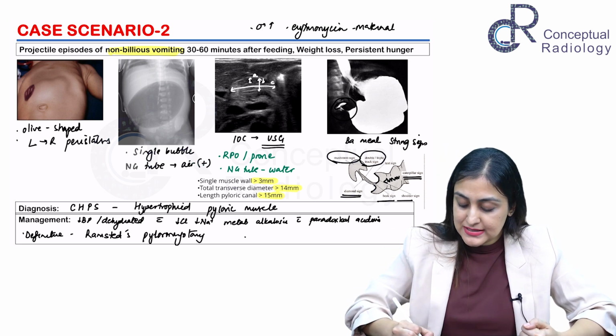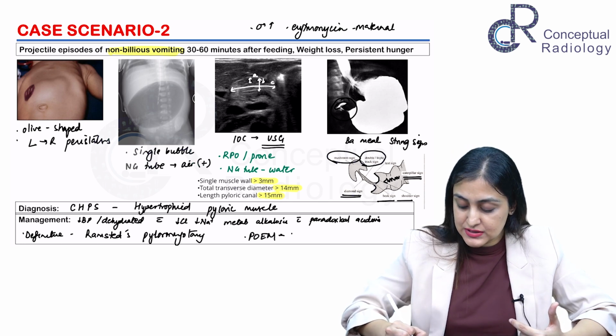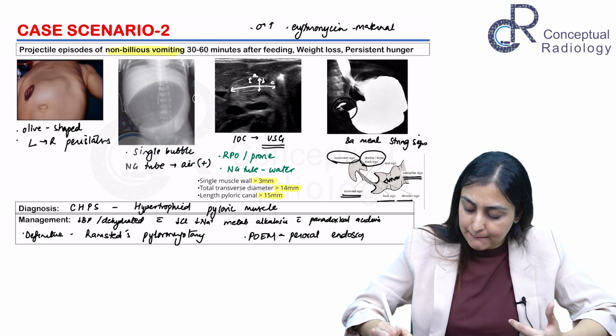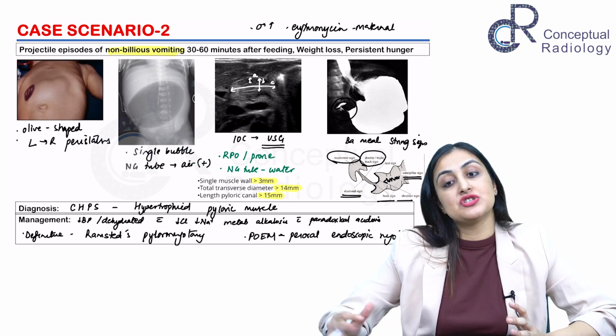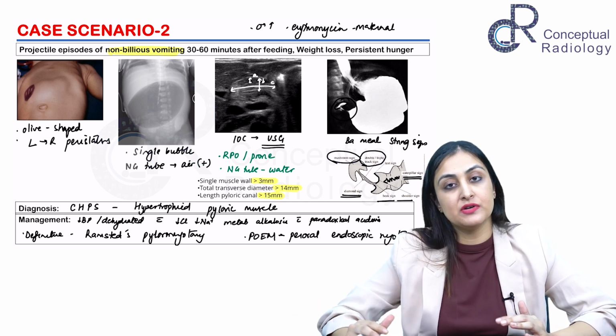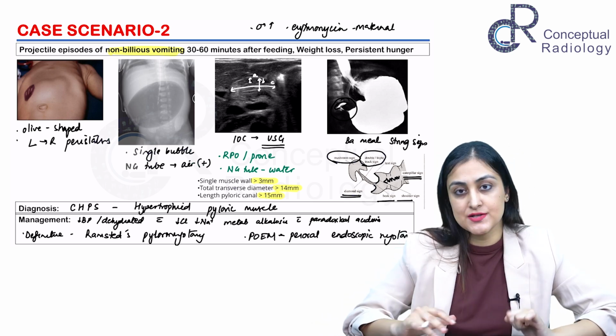Another new investigation here is a POEM procedure, something you would have read for achalasia cardia, right? This is a per-oral endoscopic myotomy. This is an endoscopic procedure through the natural orifice. This is something which is a recent advance. So this is about CHPS as a whole.